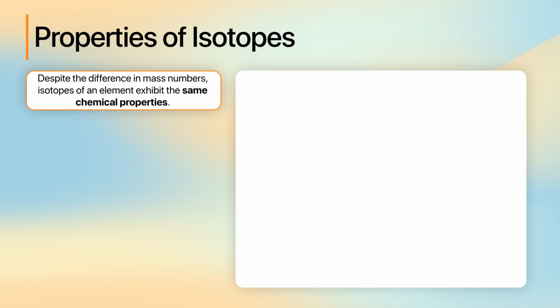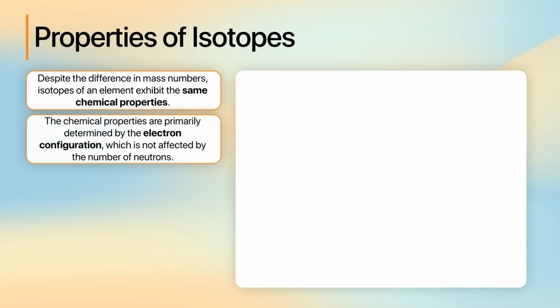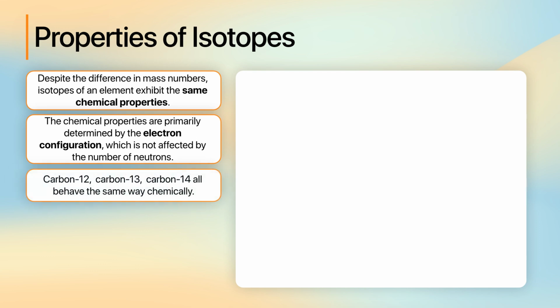Despite the difference in mass numbers, isotopes of an element exhibit the same chemical properties. This is because chemical properties are primarily determined by the electron configuration, which is not affected by the number of neutrons. Hence, carbon-12, carbon-13, and carbon-14 all behave the same way chemically.